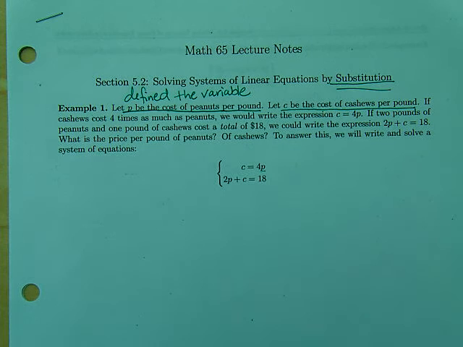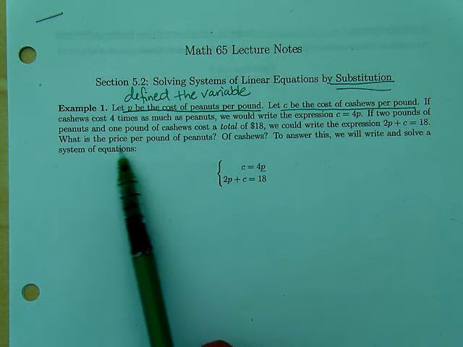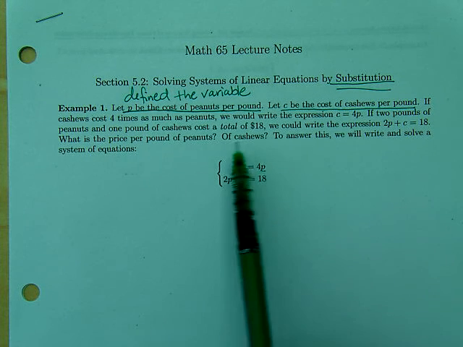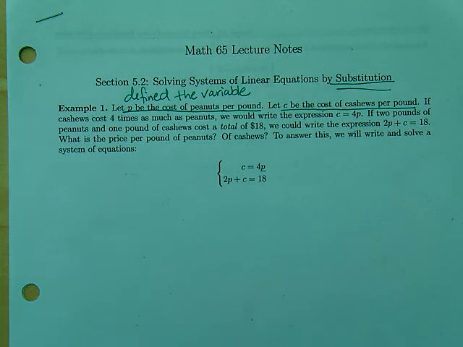Does everybody see where we got these equations from and they kind of make sense? We could have written them. That would have been harder, but we could have started with just that information and written these two equations. And that's what you'll be doing eventually when we get to the harder problems. Okay, what is the price per pound of peanuts and of cashews? To answer this, we will write and solve a system of equations.